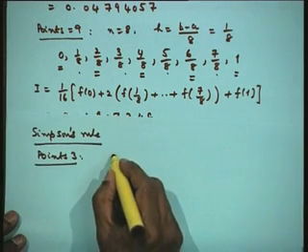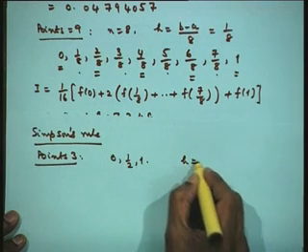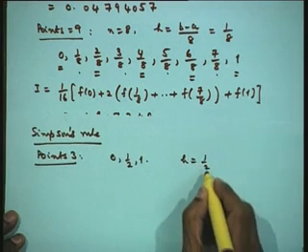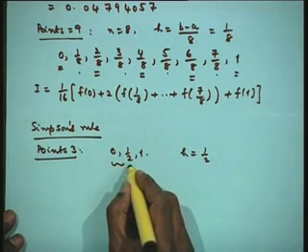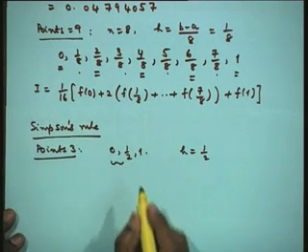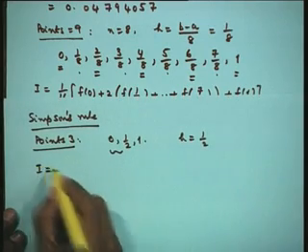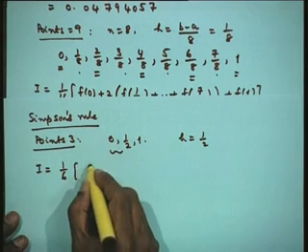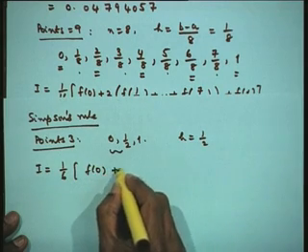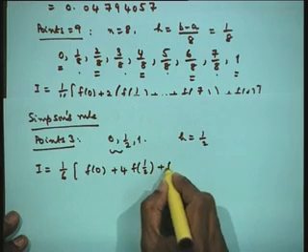Therefore, the points are 0, half and 1 and h is equal to half. That is the distance between these. Therefore, I is equal to h by 3. So we will have 1 by 6, f naught plus 4 times f at half plus f at 1.